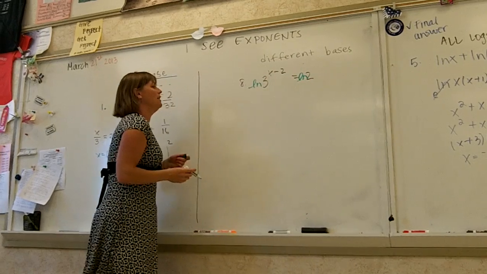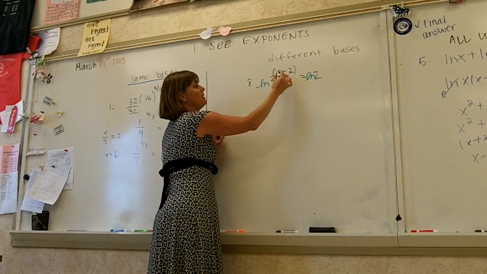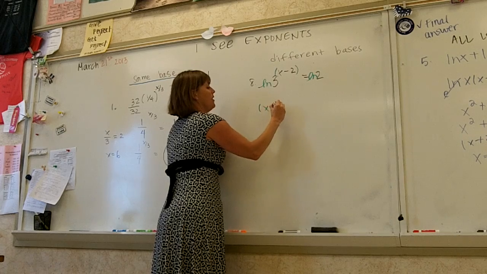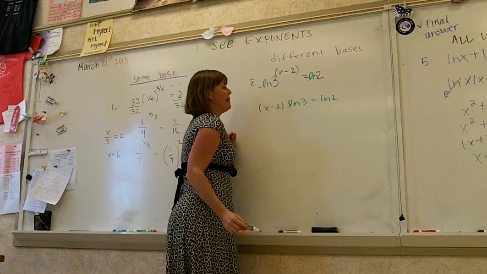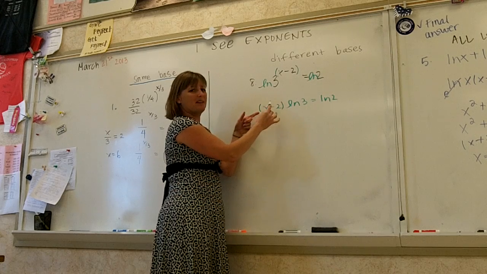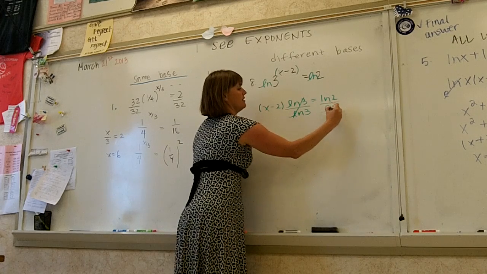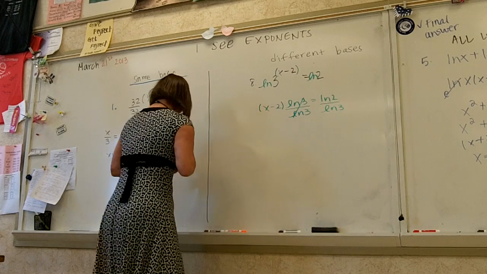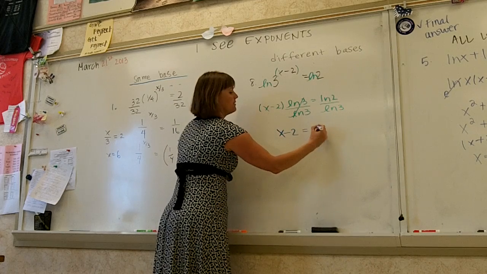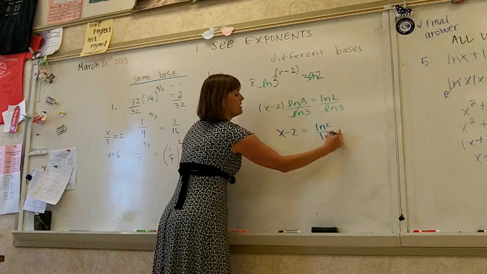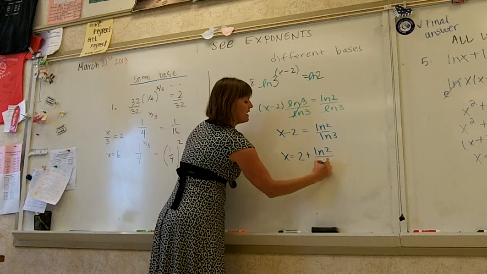We're so natural. And then I'm going to bring this whole exponent down, but whenever you bring the exponent down, make sure you do it in parentheses. So x minus 2 times the natural log of 3 equals the natural log of 2. And then I don't want to distribute that all the way through, so I'm going to divide both sides by the natural log of 3. That's going to cancel out. I hope you can see this color. And so I get x minus 2 is equal to the natural log of 2 divided by the natural log of 3. So x is equal to 2 plus the natural log of 2 over the natural log of 3.